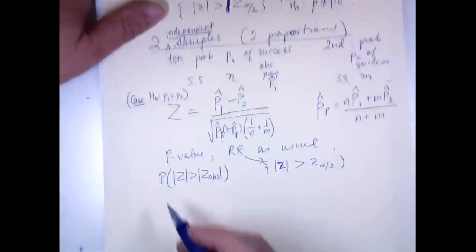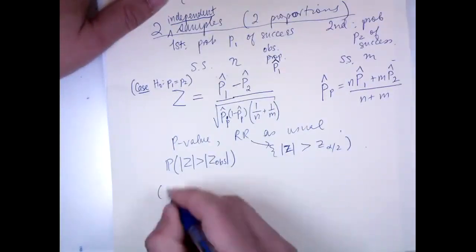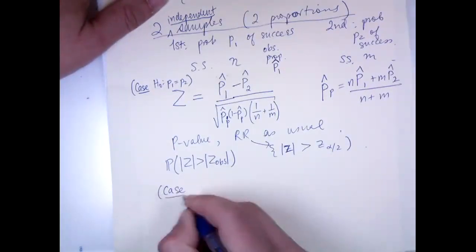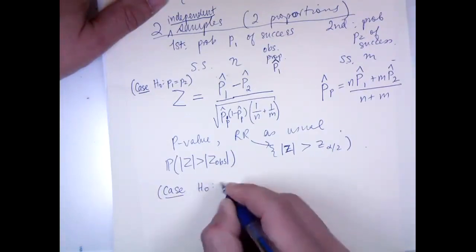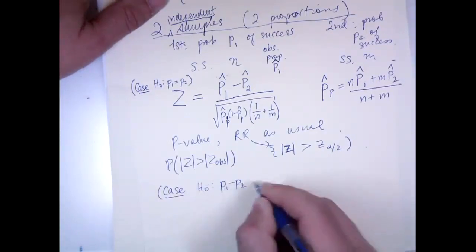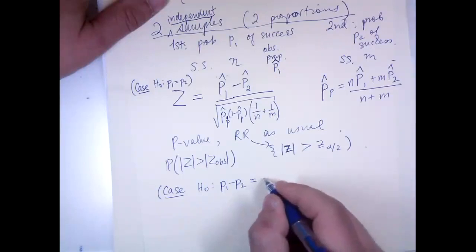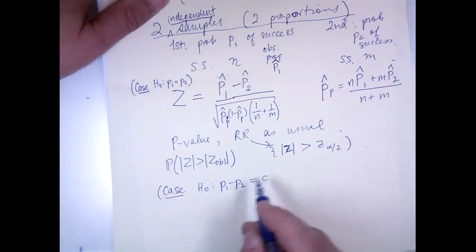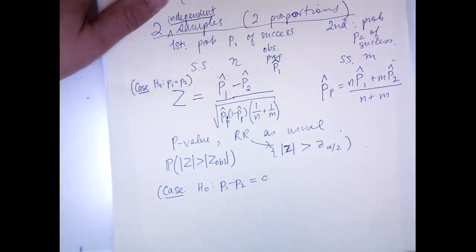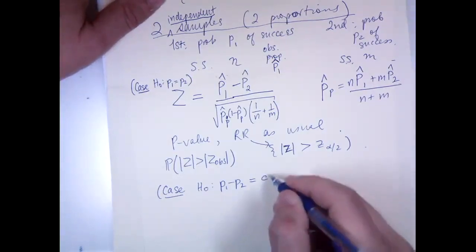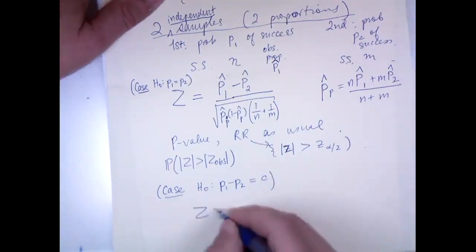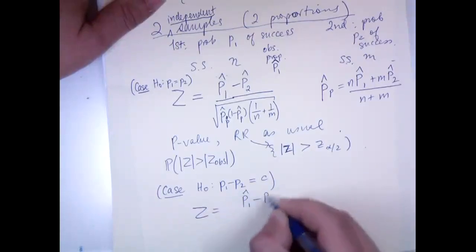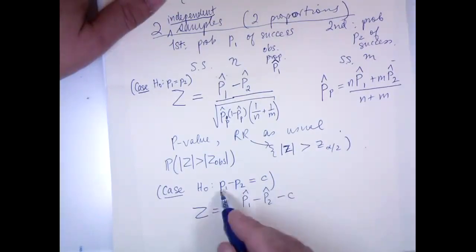That was in the case where P1 equals P2, sorry. You can also do P1 minus P2 equal to some constant other than 0, so there's some hypothesized value for the difference. For example, I believe that the support of party A is 10% higher than the support of party B. That would be your null hypothesis. If that's the case, your Z statistic is P1 hat minus P2 hat minus C, of course, because under H0 the difference should be C.